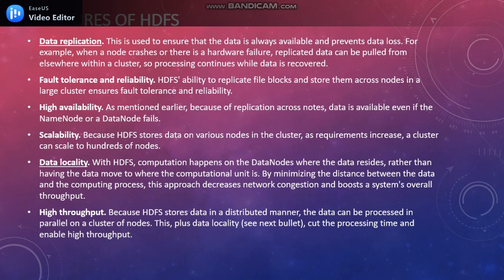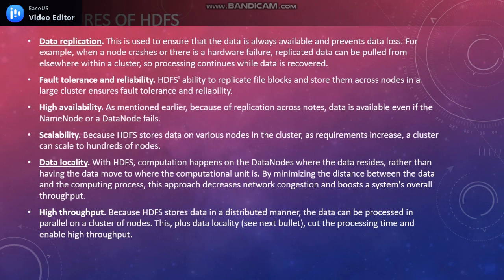And then comes data locality. Data locality means data nodes. Normally this data will have to be taken to the computation unit for its computation, like the computation unit will be in some other place and data will be in some other place. But here the data and the computation unit are both placed in the data node. So you can minimize the distance between the data and the computing process. This in turn will decrease the network congestion, and it will also boost the system's overall throughput. So that's data locality.